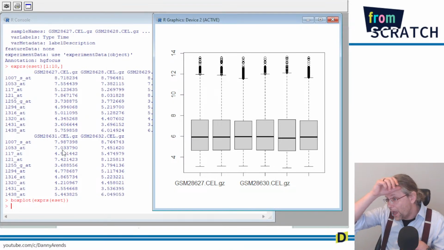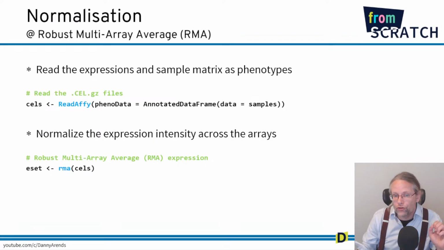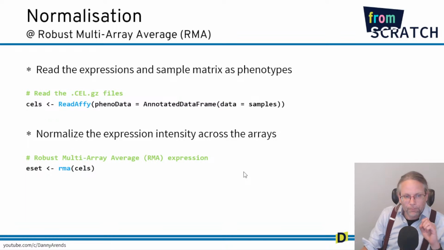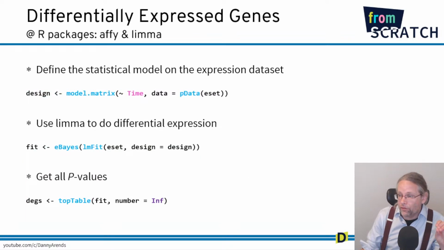So you don't have to use the RMA function. You could do it yourself as well, but for the sake of not talking too much about microarray analysis, I thought it would be good to just use the package to get it over with, so to speak. All right, so now we have our expression sets. So now we just have to do the statistics, right?